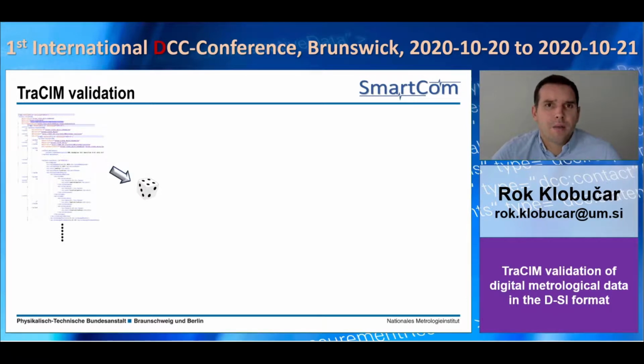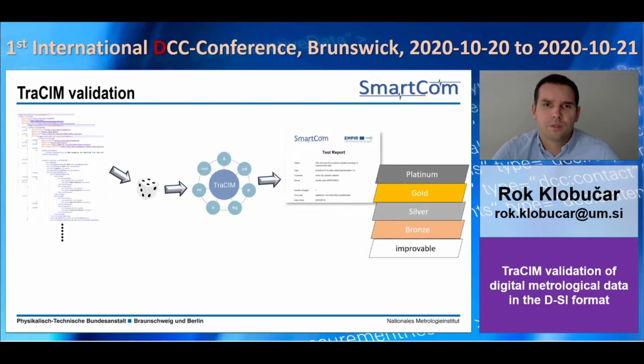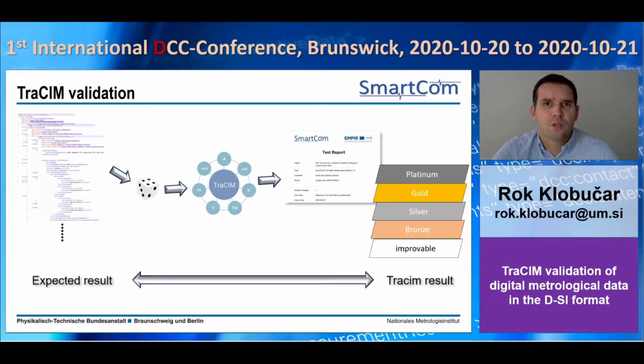Here are the main steps for validating the TraCIM service. On the left side, we have a set of XML files. These are randomly sent to the TraCIM server. We get a test report with a medal from the TraCIM service, and this result is compared with the expected result. If both results are the same, then the TraCIM service is successfully validated.